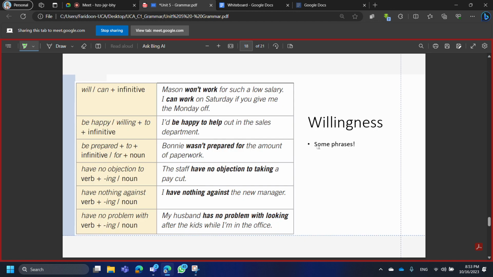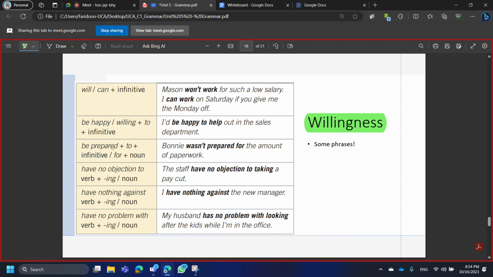So these are some phrases that we use for talking about willingness, or the fact that the person wants to do something and is not forced by anyone whatsoever. These are the phrases to show that the person wants to do that. You can use will or can plus base form. You can use be happy or be willing plus to plus base form. You can use be prepared to plus infinitive or base form.